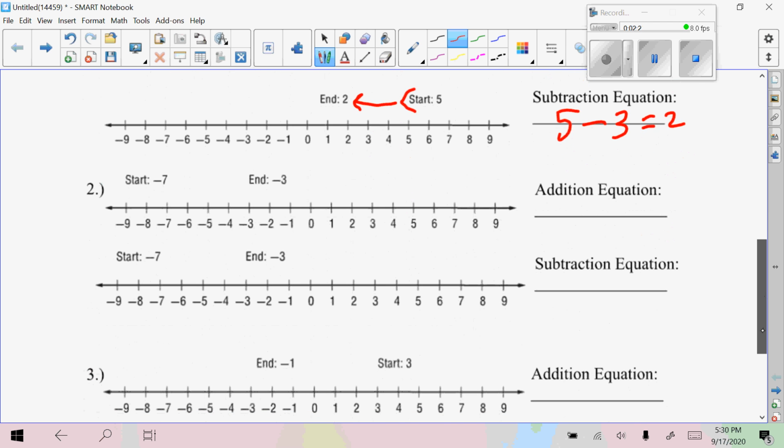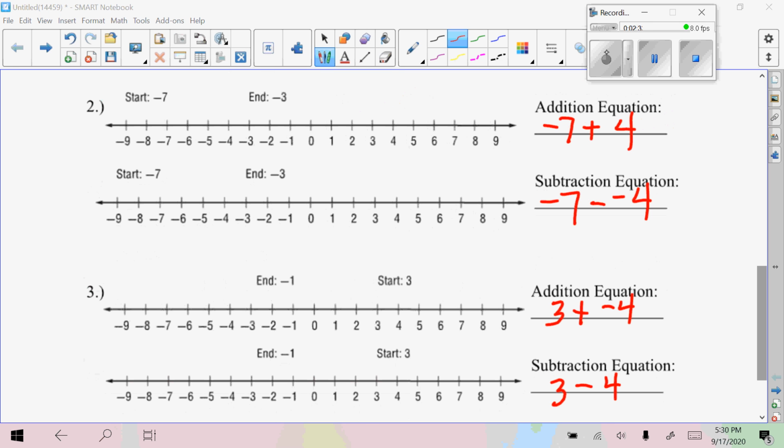So why don't you try the next couple, and then you can check back and see if you got them right. Come up with the two different scenarios, one addition and one subtraction. All right, so there they are. Those are the ones you should have come up with.